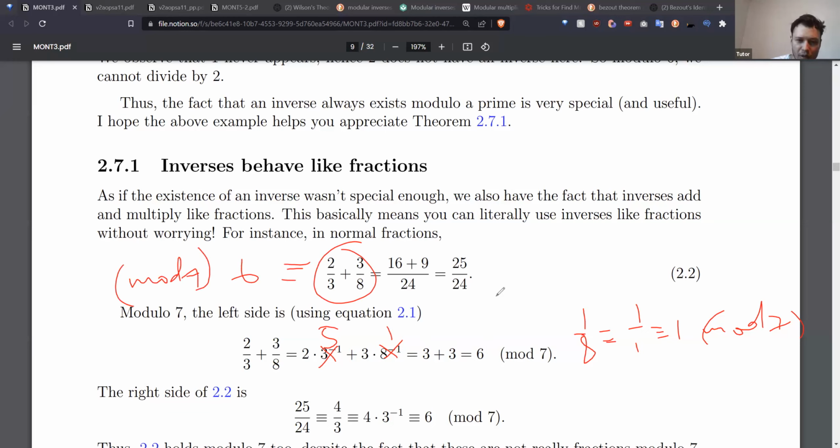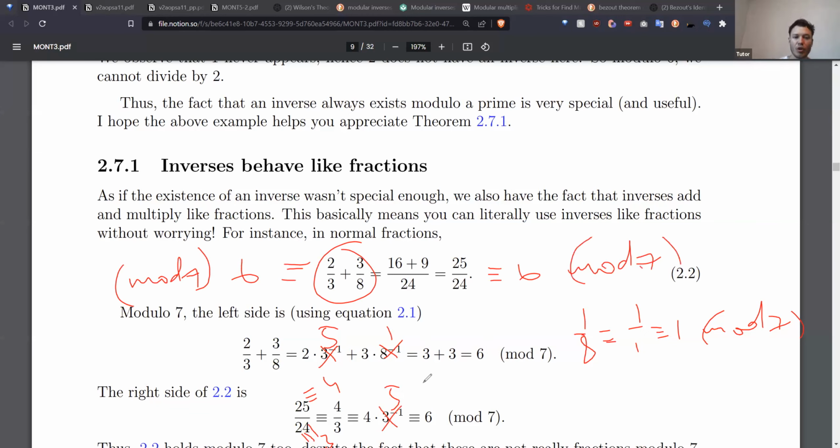But now how about this stuff in here? Well, 25 is going to be congruent with 4, and 24 is going to be congruent with 3 mod 7, right? So this is going to be 4 divided by 3, which is 4 times 3 inverse. But again, we discussed the inverse of 3 is 5. So if I replace it with 5, I get 4 times 5, which is 20. And 20 is congruent with 6 mod 7, right? So this one is also congruent with 6 mod 7.